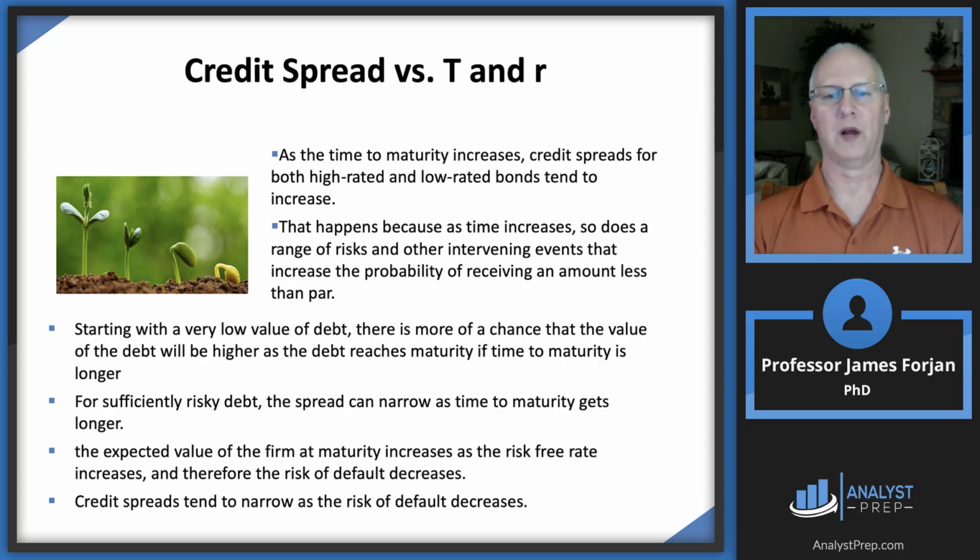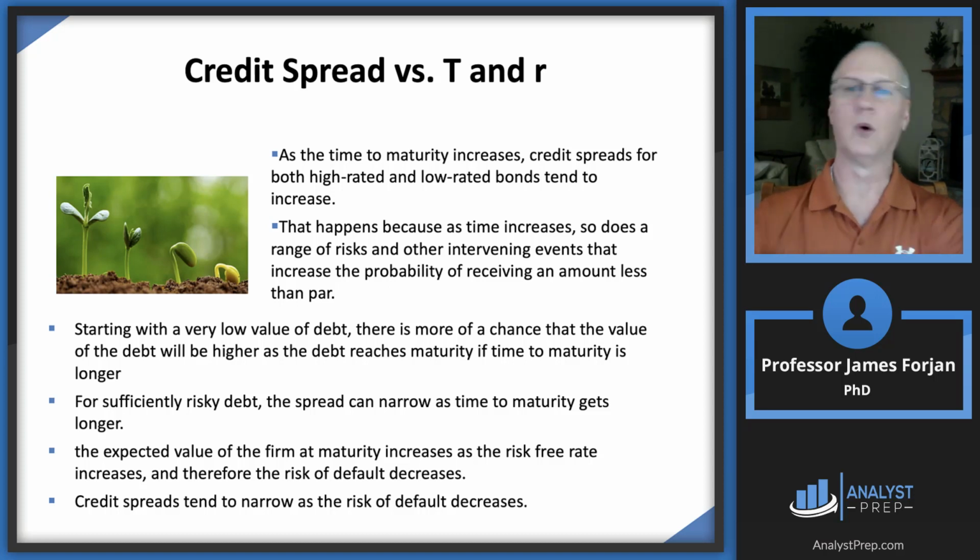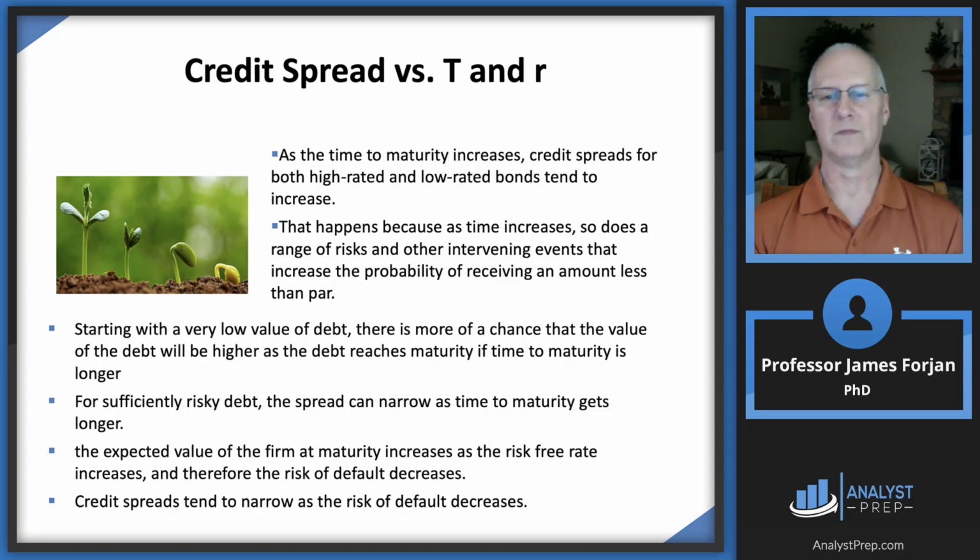Now, that first bullet point here is probably the most important in evaluating credit spreads versus time. So I'm going to read this to you, and this pretty much satisfies that one learning objective. As the time to maturity increases, credit spreads for both high-rated and low-rated bonds tend to increase. So this has everything to do with things like interest rate risk and default risk, because there's more uncertainty the longer the time to maturity. That's what I just said, that second bullet point. As time increases, so does a range of risks and other intervening events.